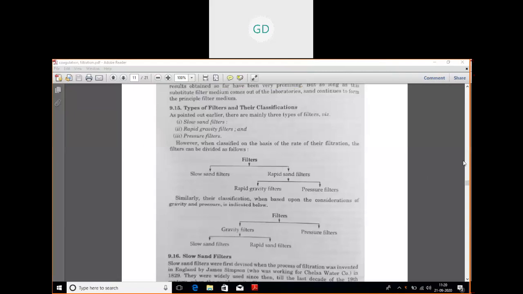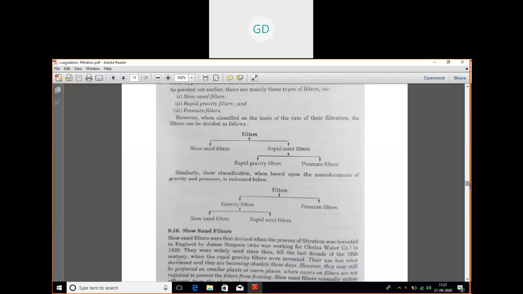Okay. So now you have known that for your filters there are two types. On the basis of rate of filtration, it is of two types: slow sand filter and rapid sand filter. And rapid sand filter is again categorized into two, that is rapid gravity filters and pressure filters. Basically, people will ask about slow sand and rapid sand filter. Okay, these two are important. So today we will go to slow sand filters.